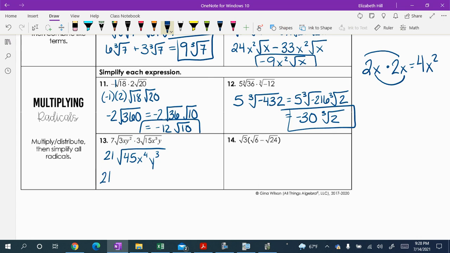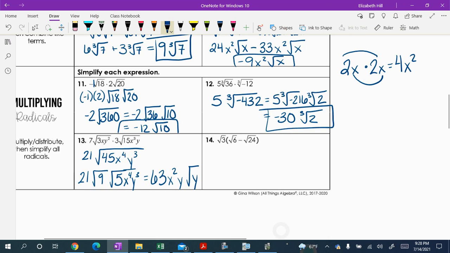Square root of 45, we can do 9 and 5. Square root of 9 is 3. 21 times 3 gives us 63. And then we got x to the 4th here, so 2 goes into 4 twice, so I can take out all x's. 2 goes into 3 once, so I'm going to take out one group of y's, and we're going to leave 1 behind. And I forgot my 5. Oops, I need to put a 5 in there, don't I? There we go.